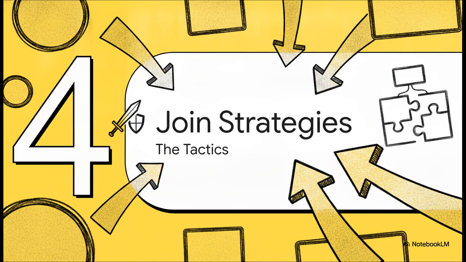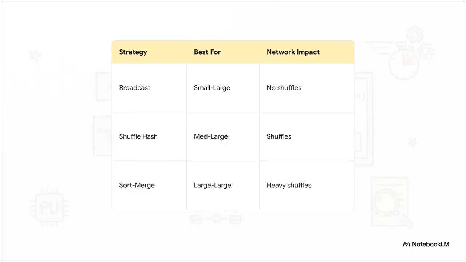Chapter 4, Mastering Join Strategies. So our query has its plan, it knows the memory battleground, and now it has to combine massive data sets. Pulling this off efficiently requires some highly tactical decisions on how to execute the join. Looking at the 3 main join strategies gives us a really complete picture of these tactics.